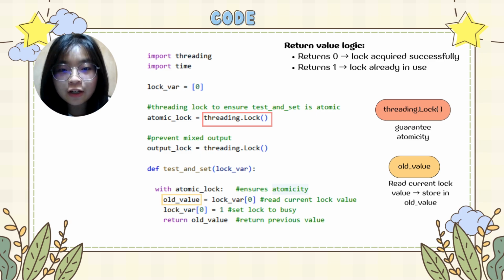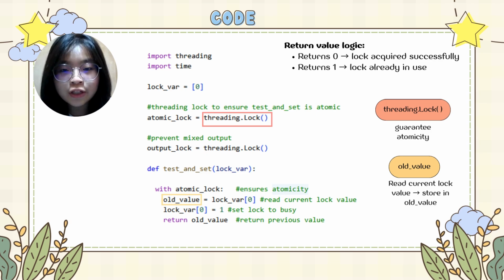The test and set function performs three operations as a single atomic action. We use Python's threading lock to guarantee atomicity, ensuring that only one thread can execute this function at any given time. Inside the lock, we perform three steps. First, we read the current lock value from the list and store it in old value. Second, we set the lock to 1 by modifying the list element, which indicates that the critical section is now busy. Third, we return the old value that we saved earlier.